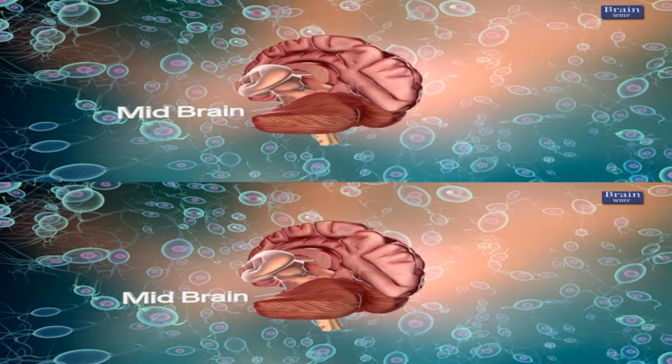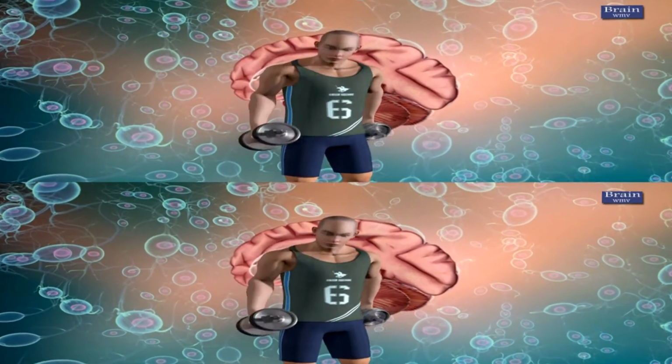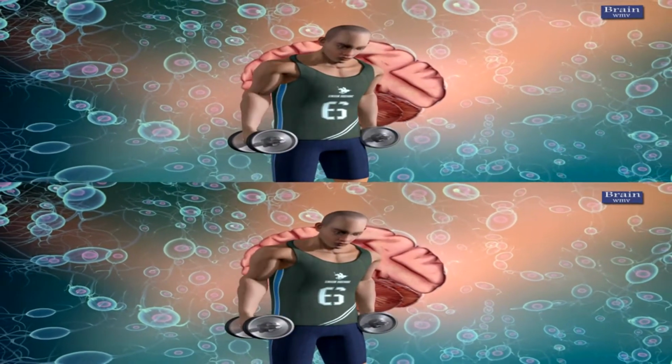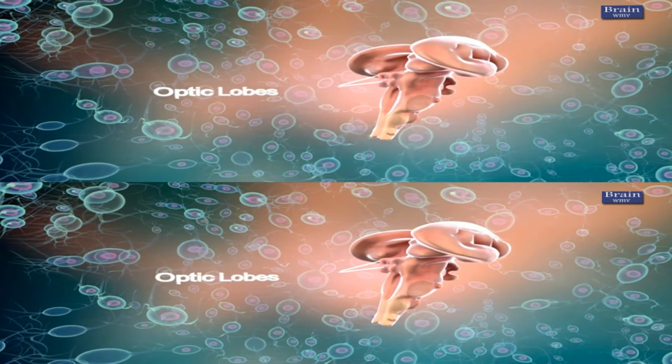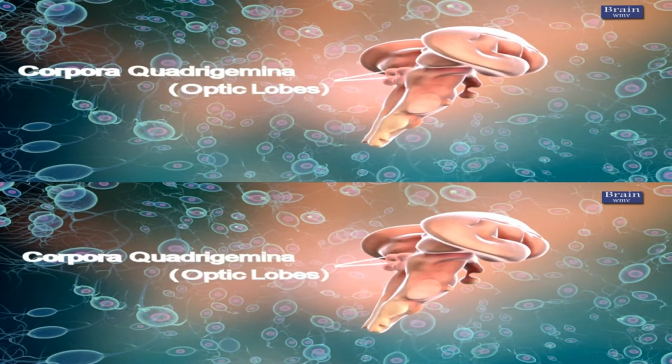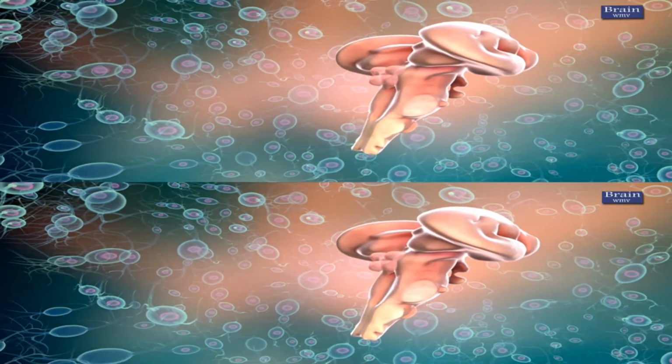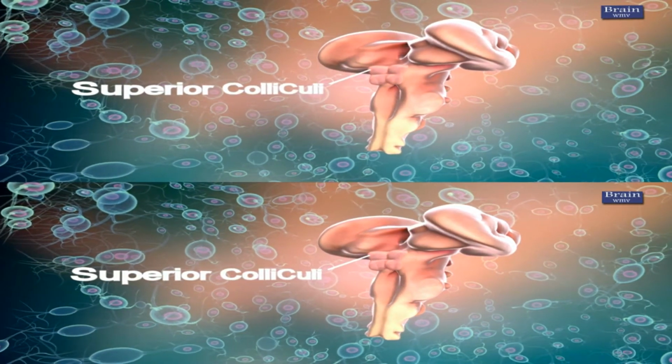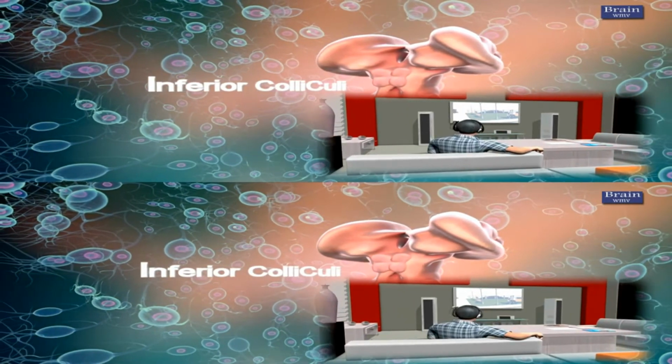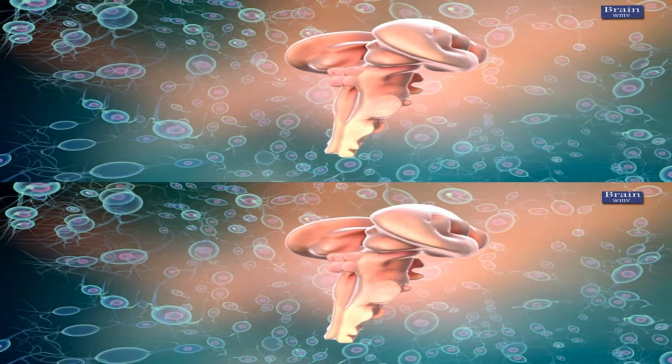Midbrain is the smallest portion of the brain. It controls body muscles and their movements. On the dorsal side, four optic lobes are present. These are called corpora quadrigemina. The two anterior lobes, called superior colliculi, are concerned with sight. The posterior lobes are smaller and called inferior colliculi.